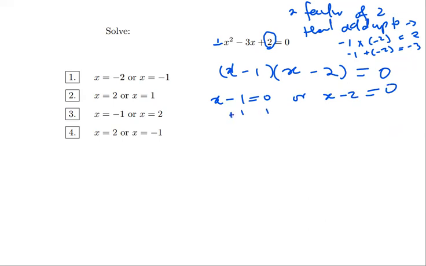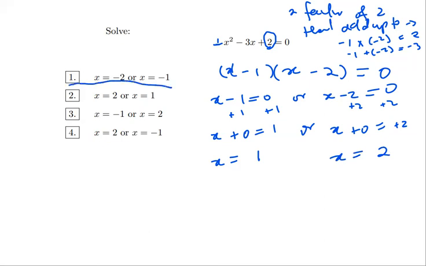So we'll solve this by adding 1 on both sides. And so this becomes x, -1 plus 1 is 0, is equal to 0 plus 1 is 1. So x is equal to 1. Or if you add 2 on both sides here, you get x, -2 plus 2 is 0, and 0 plus 2 is just 2. So x equals 2. So it looks like this here is our solution. That's the correct answer.